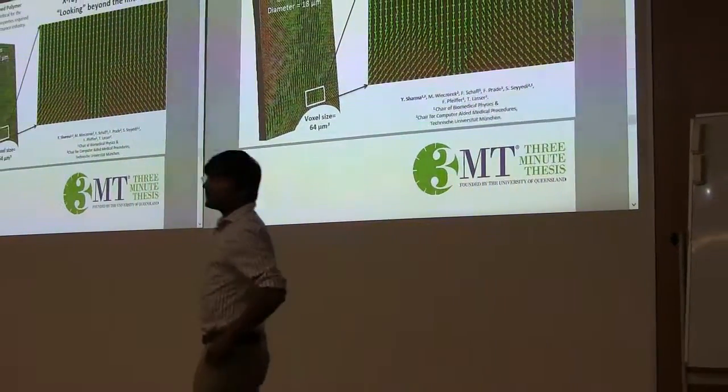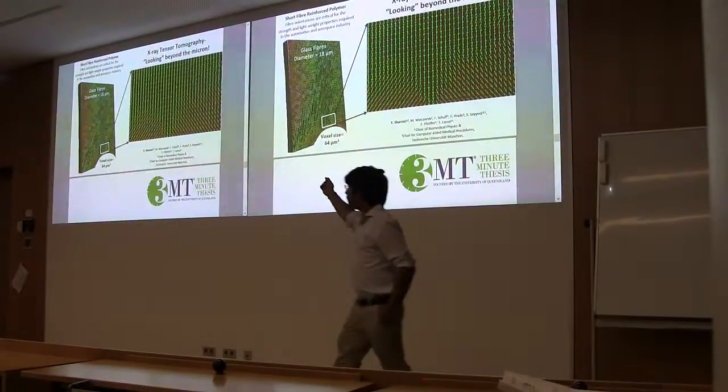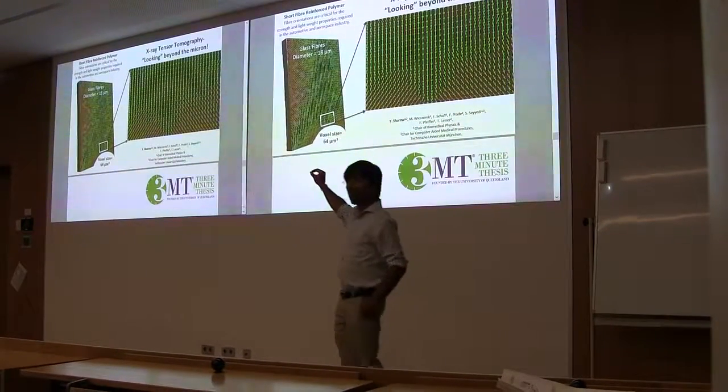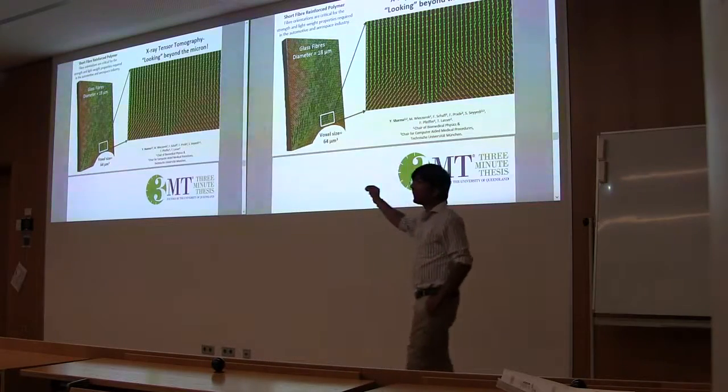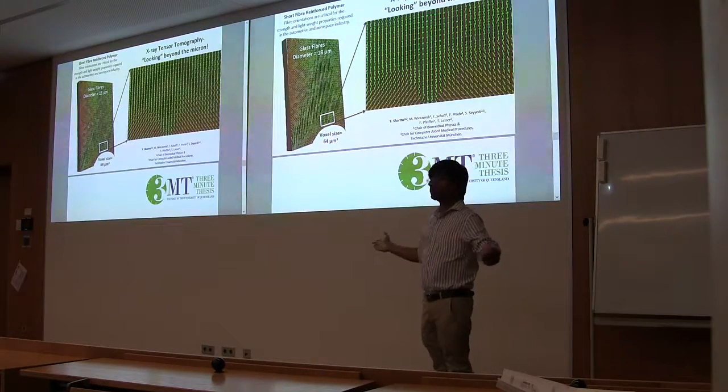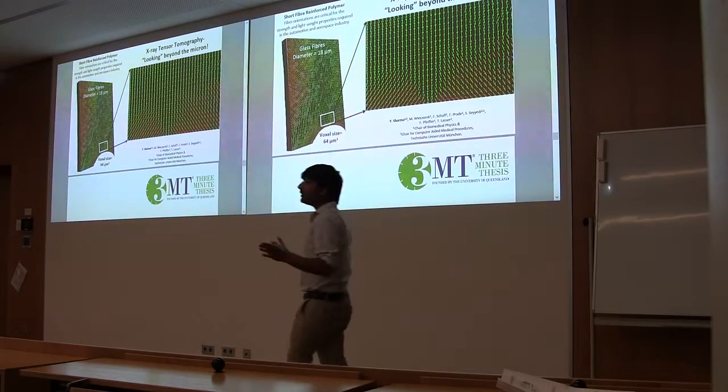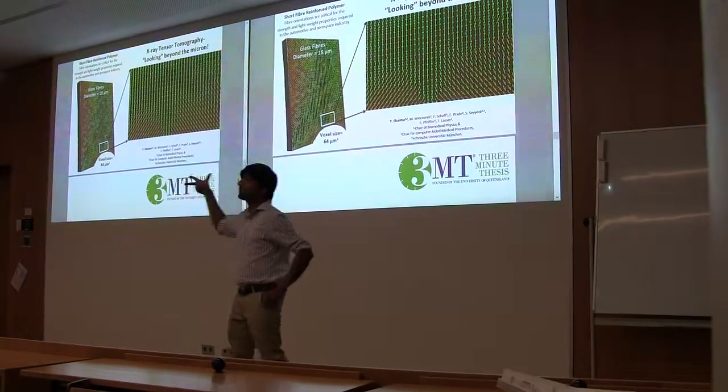But on the other hand, you can see on the slide that with tensor tomography, we have an image with a voxel side of 64 micrometers, but you can see glass fibers which have diameters of 18 micrometers. How does this happen? It's no magic. We use another interesting property of X-rays, which is scattering.